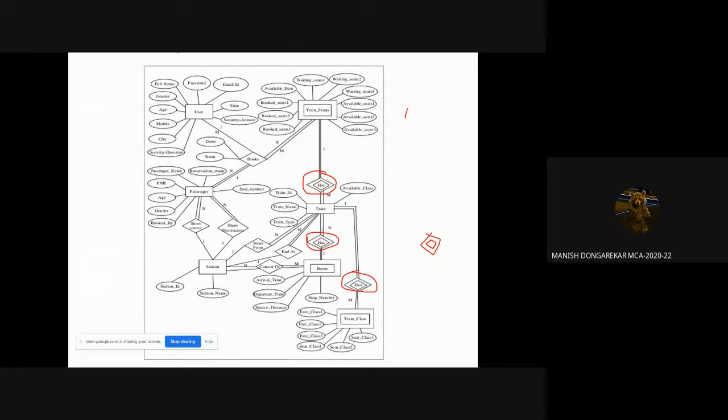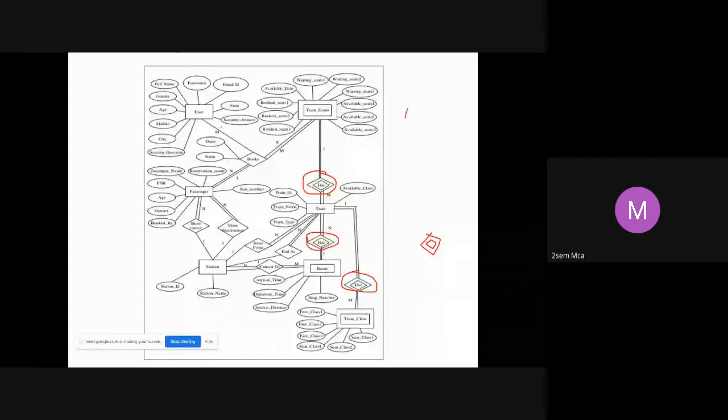Ma'am, train ID and seat class. Okay, makes sense. Any of the attributes within train class you can take as the partial key. This partial key will be combined with the primary key of the owner entity. The primary key of the owner entity is train ID. So train ID plus seat class together, you will be able to identify a unique record within the train class. Am I clear?